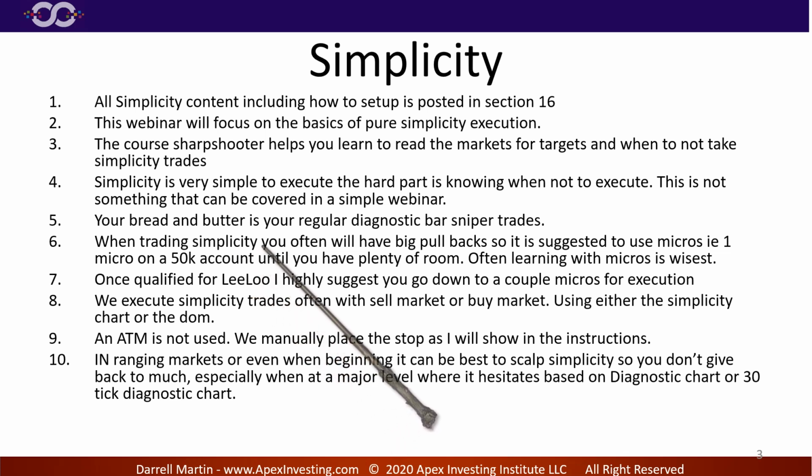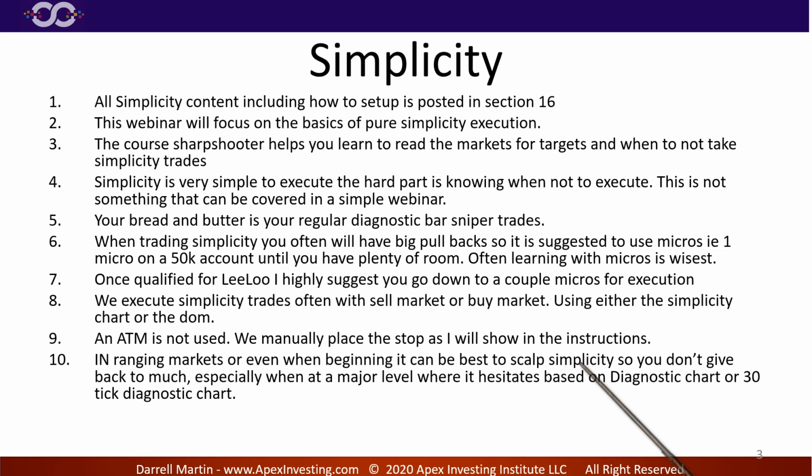In ranging markets, or even when beginning, it can be best to scalp Simplicity in a range, so you don't give too much back, especially when you're starting out. So sometimes we just go in and grab 9, 10 ticks and we're out. So in that case, you could put in a take profit on your ATM if you wanted to, if you were just going to scalp, or just manually set the take profit.